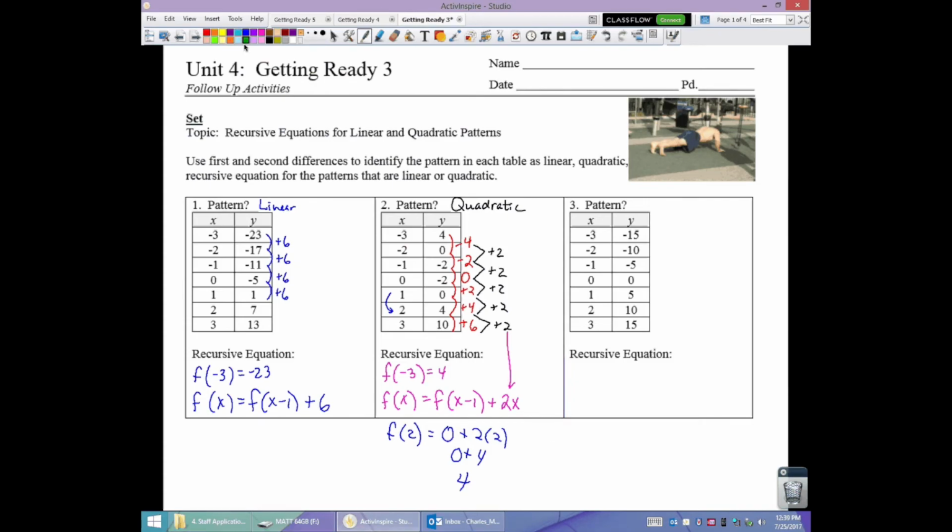Number 3, from negative 15 to negative 10 goes up 5. Negative 10 to negative 5 is up another 5, and so on. So this has a constant rate of change. This one is linear. F of negative 3 is negative 15, and a formula f of x is f of x minus 1 plus the constant rate of change, 5.